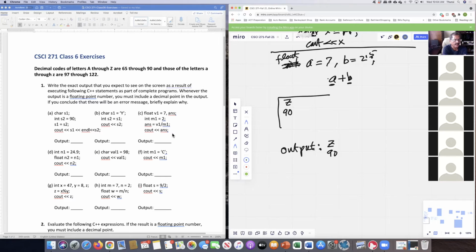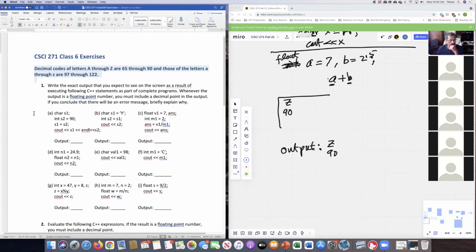The alphabet uppercase Y has decimal code equal to 89. The decimal codes are given at the top, right here. That's because you need them to answer some of the questions here. And when you're doing the homework, you should look up the decimal codes when you need them. If it is a test question, the decimal codes will be given to you. You don't have to memorize them.